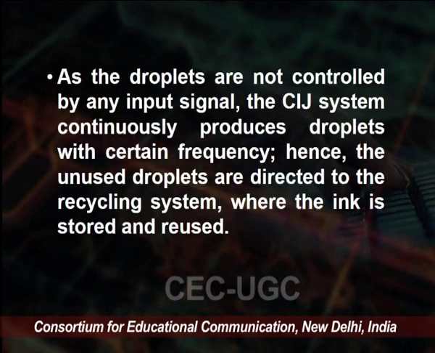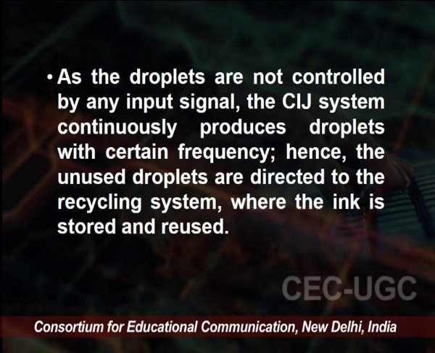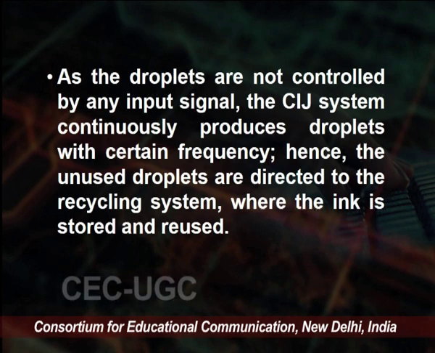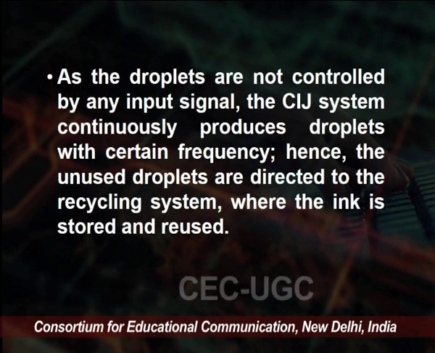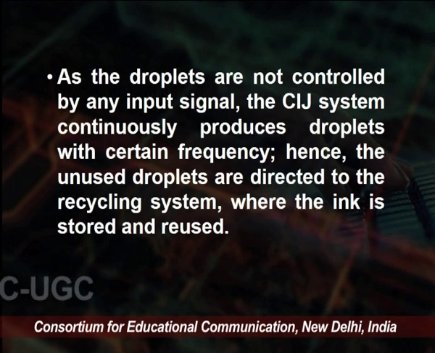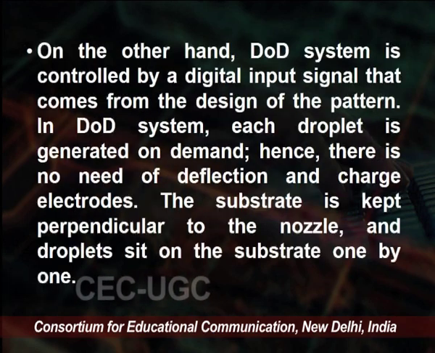Apart from this, the droplets are not controlled by the input signal. The CIJ system continuously produces droplets with a certain frequency, hence the unused droplets are directed to the recycling system where the ink is stored and reused. That is the same system.